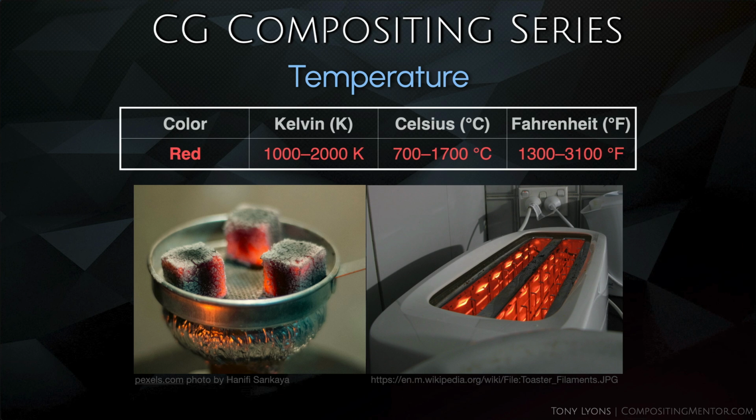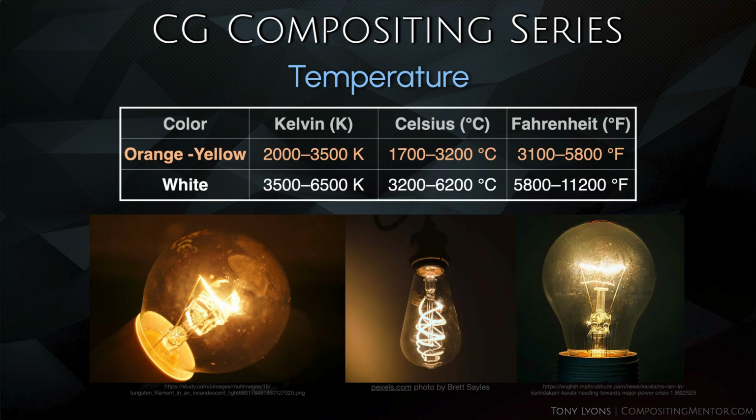And the first and the lowest would be red. And that's just when things are starting to heat up. You'll see this a lot in hot coals, or if you look into your toaster. That is sort of right when metal starts to get hot. It'll heat up into this warm tone that you've probably seen before.